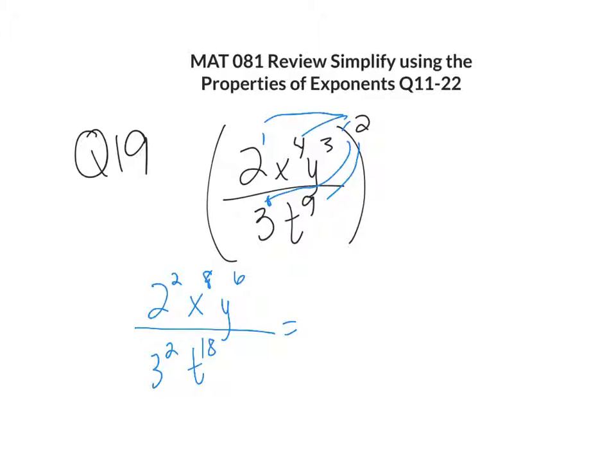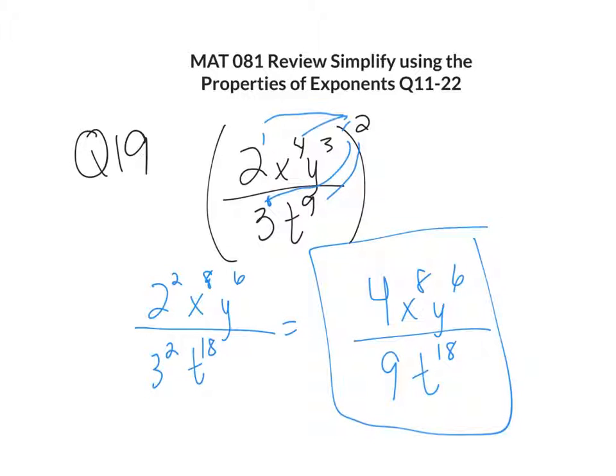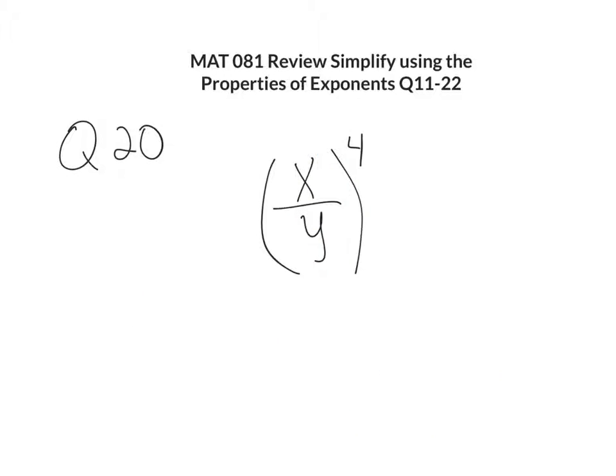Simplify this a bit more. 2 to the power of 2 is 4. X to the 8th, y to the 6th, over 3 squared is 9. T to the 18th. Same here. These have exponents of 1. We'll multiply it. This will be x to the 4th over y to the 4th.